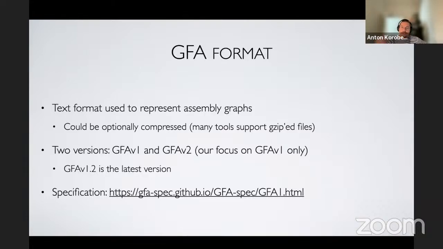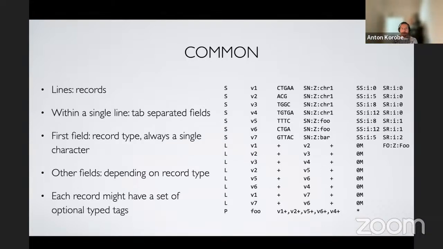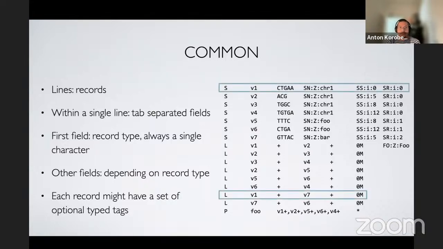But still, for the sake of completeness, let us go briefly over what is actually inside. There won't be any magic inside those files. Overall, the format is pretty straightforward, I would say. As I said, it's a text format, meaning that you can use your favorite text processing tools, even AWK and all the things, to modify it. Everything is organized in so-called records, and records are lines. Within a single line, we have tab-separated fields, like here.